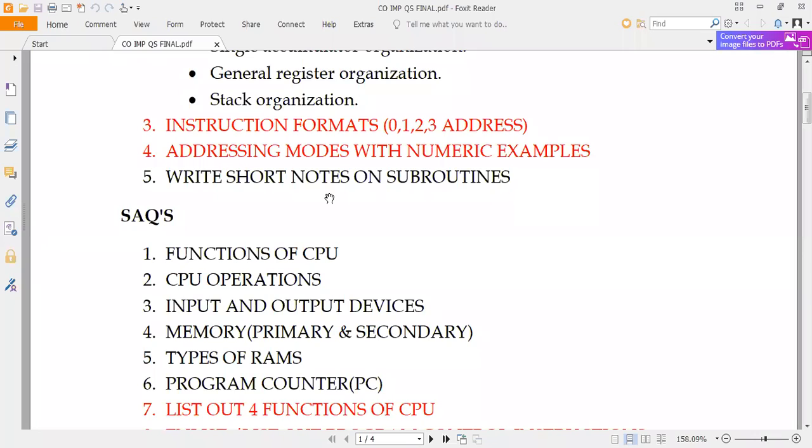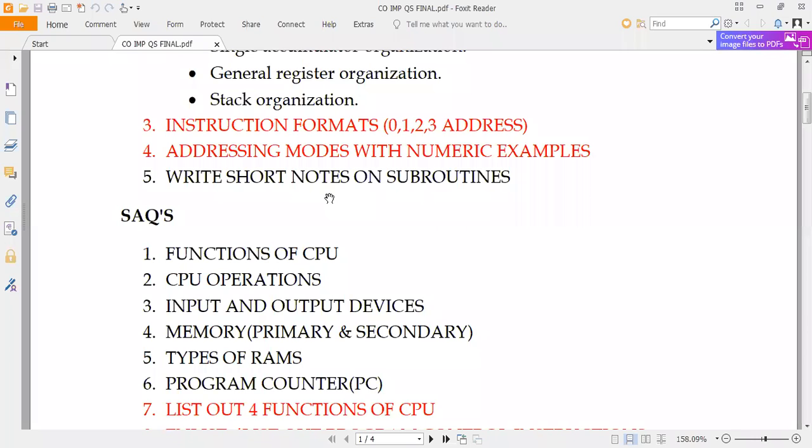So what are the instructions? We will mainly deal with the subroutine. In the subroutines, the major instructions are call and return. Just like function call and function return, in the same way you will have subroutine call and subroutine return. That is just the basic explanation of what a subroutine is.